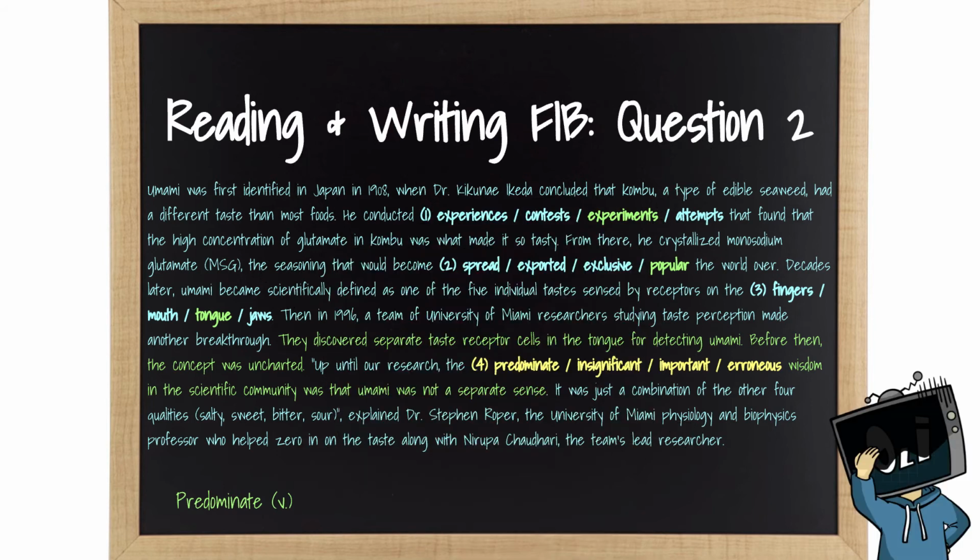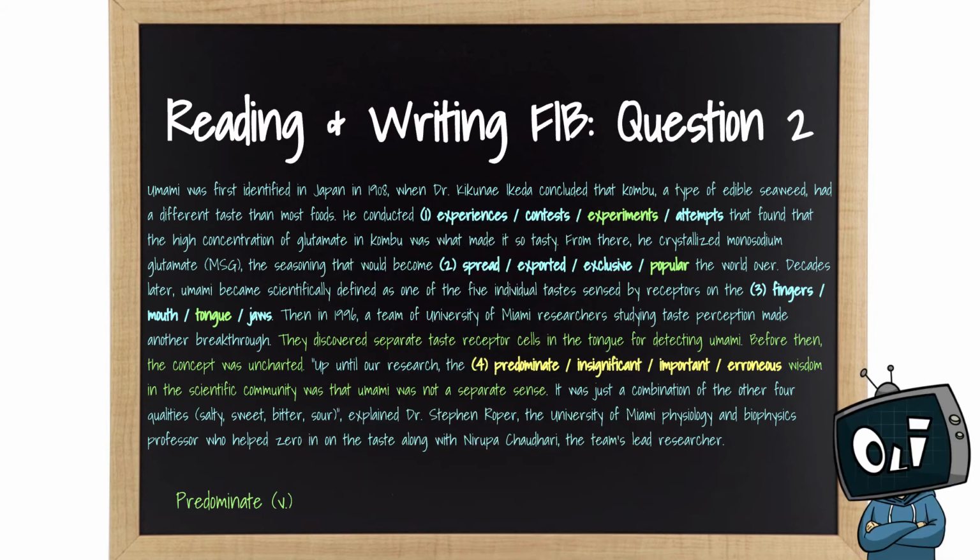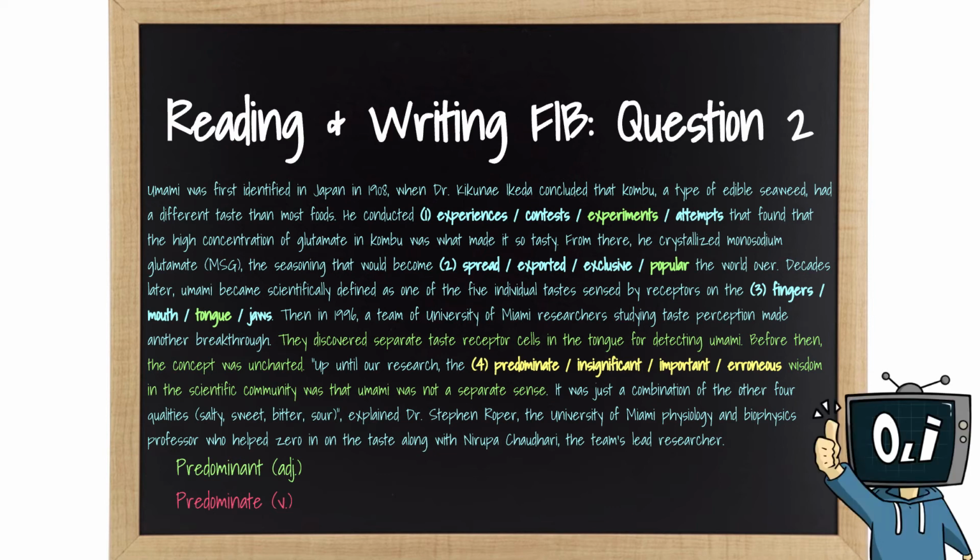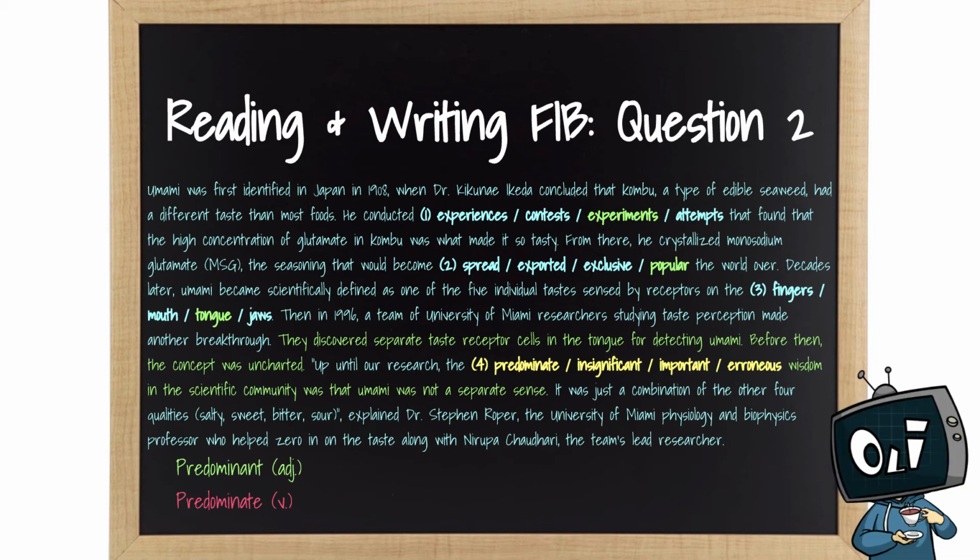My guess would be that Pearson made another boo-boo, and they meant to have predominant, which would make a hell of a lot more sense. The word precisely means being dominant before, which perfectly suits the context for something to exist before the research only to be changed afterwards. Third question coming right up.